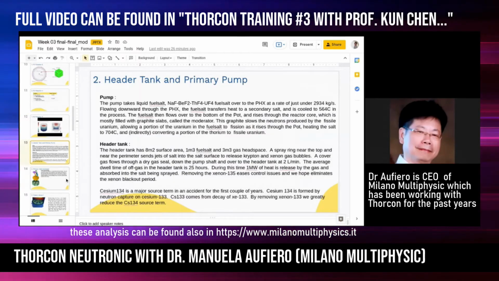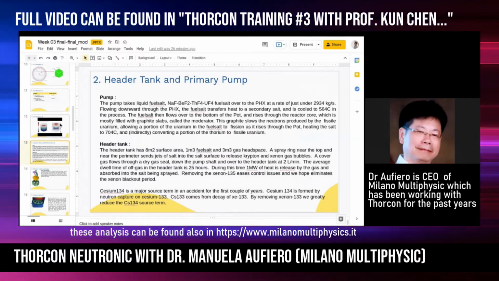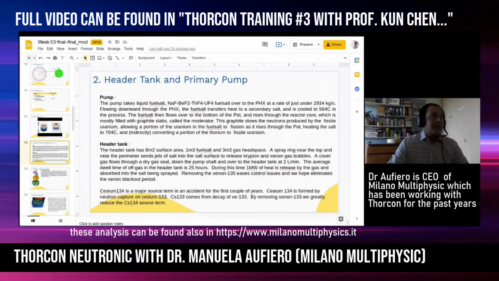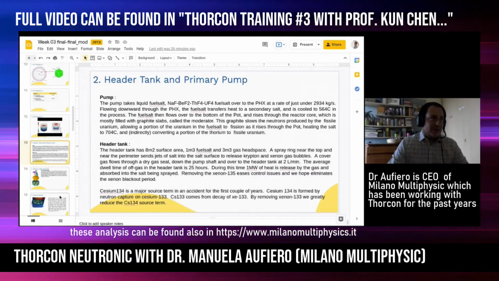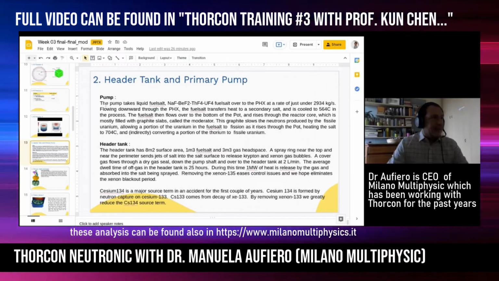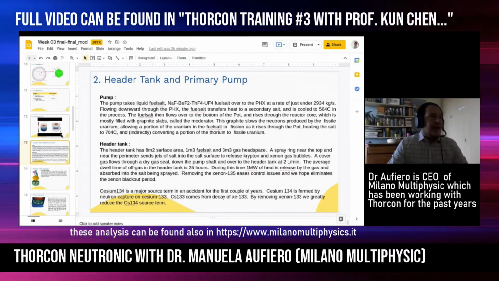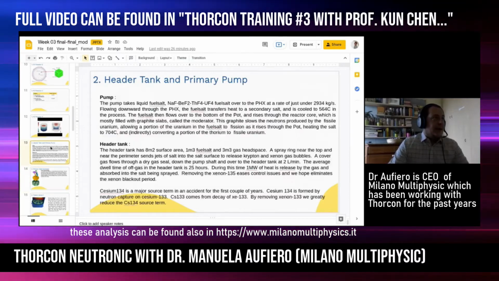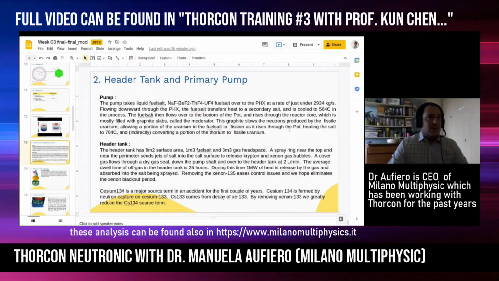Sure. So this is the core, of course, the main component of the primary loop. Let's have a look at the other components as well. The pump and the header tank are located above the core. So this is the pump, and it serves the purpose of moving the salt around the core.